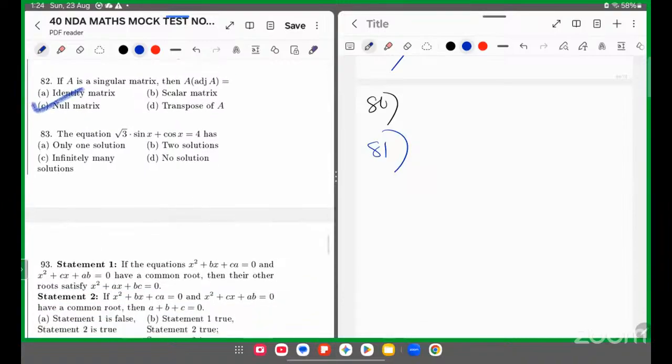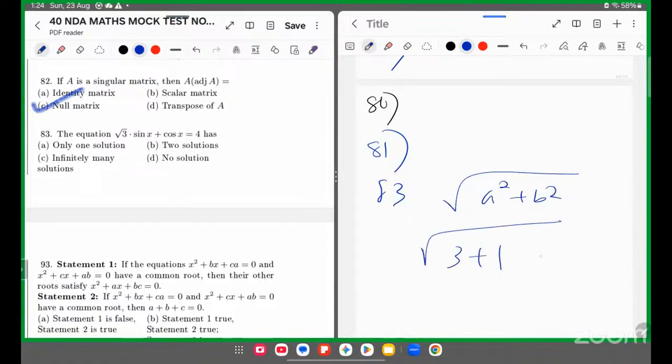83. The equation root 3 sin x plus cos x is equal to 4 has how many solutions? The maximum value of a cos x plus b sin x is actually under root of a square plus b square. So this becomes 3 plus 1 equal to root 4. Root 4 equal to 2. So that means maximum value is 2. It cannot be 4. So solution is not possible.